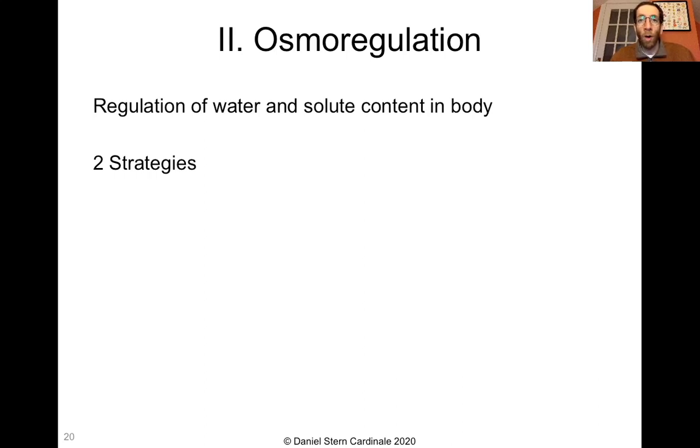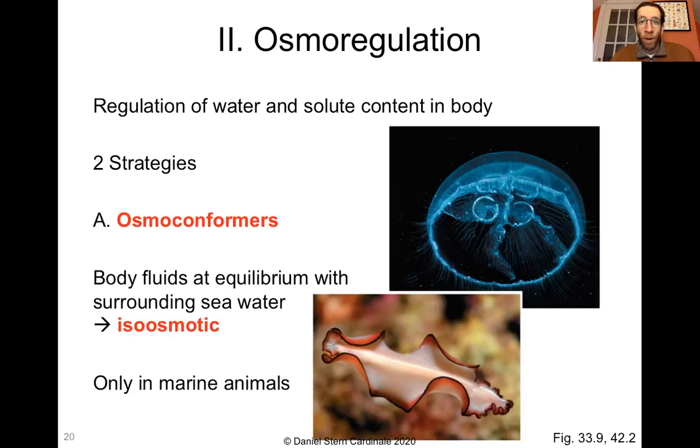In general, there are two strategies for osmoregulation that we see in animals. The first and the simpler of the two is to be an osmoconformer. This just means that the body fluids are at equilibrium with the environment in which you live, which is almost always seawater. So these organisms, things like jellyfish and marine flatworms, are going to be isoosmotic, meaning on net, there is no net movement of water into or out of their body. It's at equilibrium with the surrounding environment.